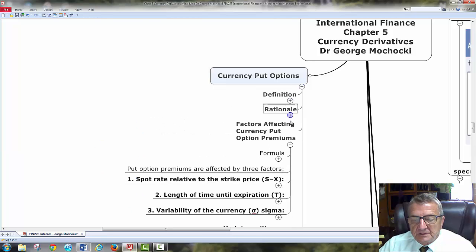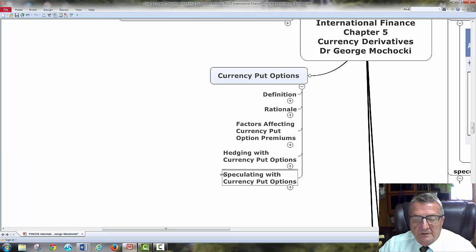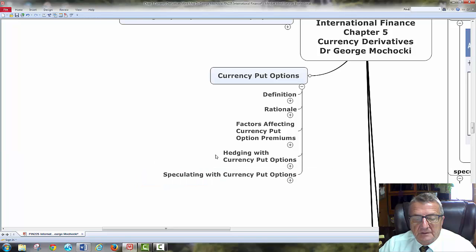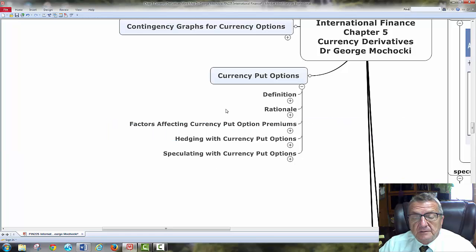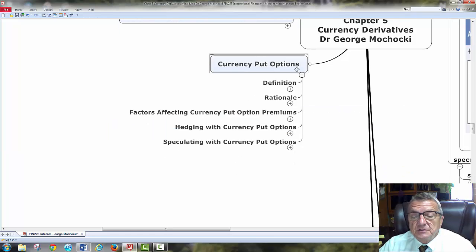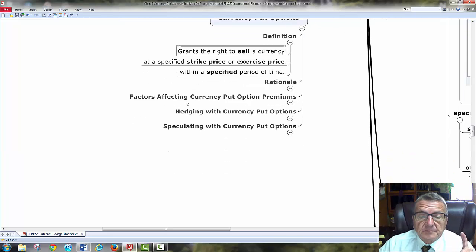Okay, so now let's look at currency put options. Let me just close all these up. Then we can discuss them a little bit easier. While you're following along, remember you can always stop the video, look at it, and go. So what's the definition of currency put options? It grants the right to sell a currency at a specific strike price or exercise price. These two are interchangeable, one or the other. All right, let's leave it there.